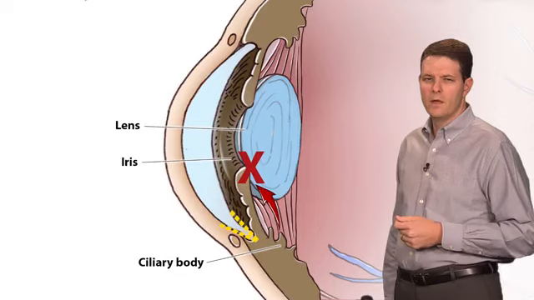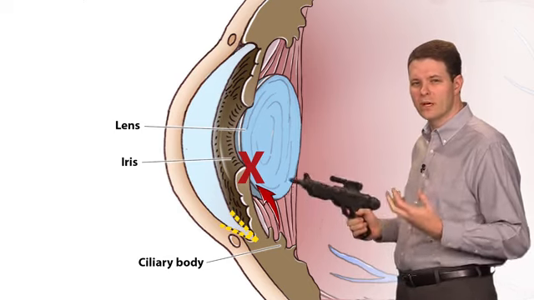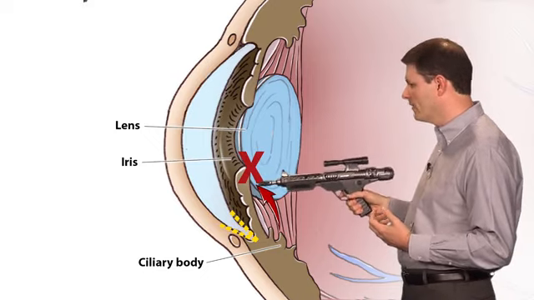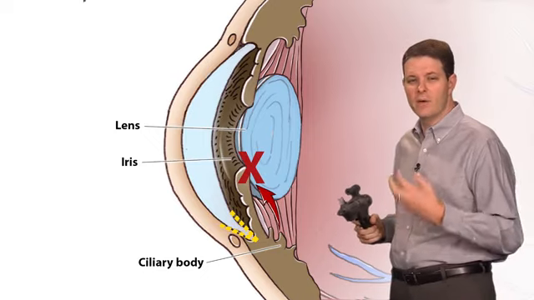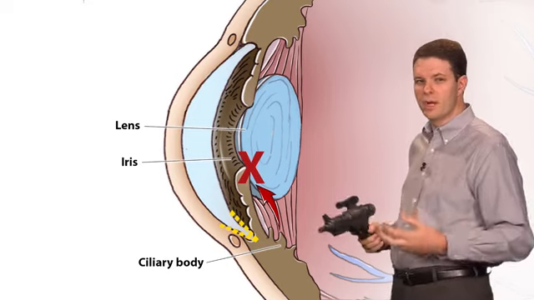pressure. The goal of treatment is to break the acute attack, often by performing a laser iridotomy, which is where an ophthalmologist uses a laser to create tiny holes in the iris to create channels that allow the aqueous humor to flow from the posterior chamber to the anterior chamber and then into the trabecular meshwork.